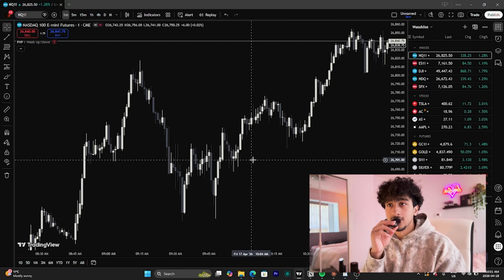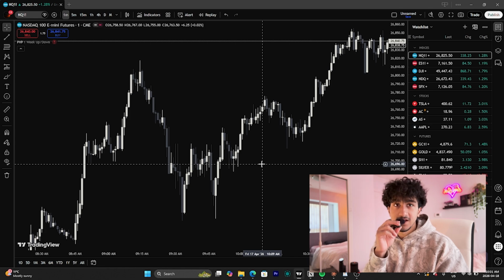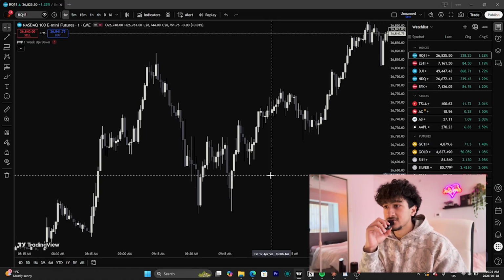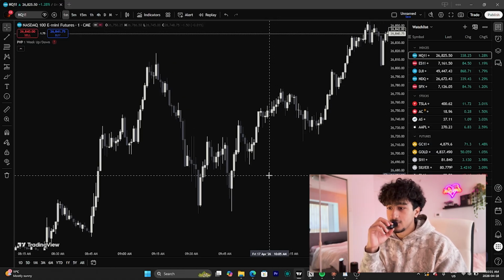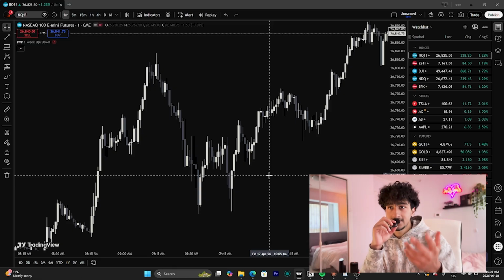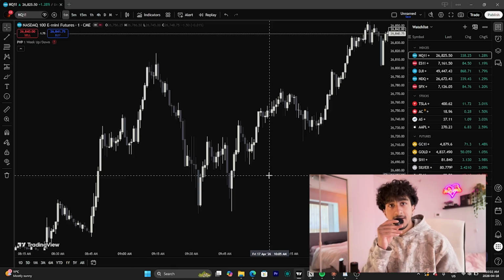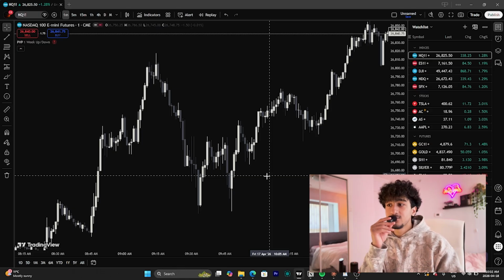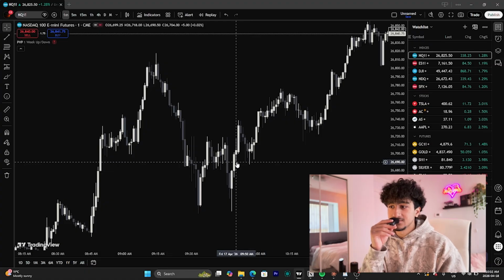For those of you who don't know, the S&P 500 and Nasdaq 100 are correlated pairs. The reason why I trade both is because some days the setup forms on either one. If my bias is long and one of the indexes is more bullish than the other, I'll take the trade on that one. And yesterday my bias was bullish, and because of that, not only was NQ bearish, it was also forming some really interesting setups.